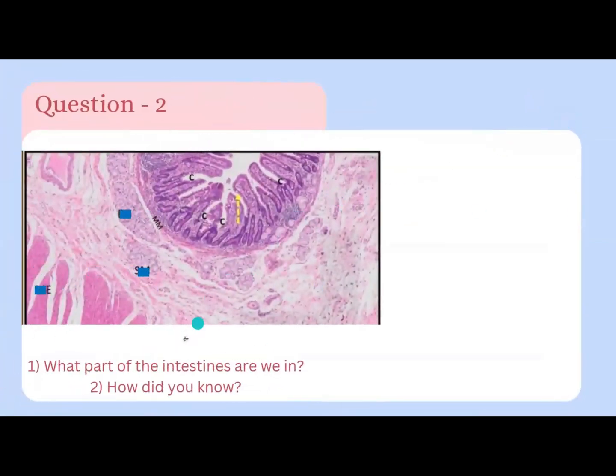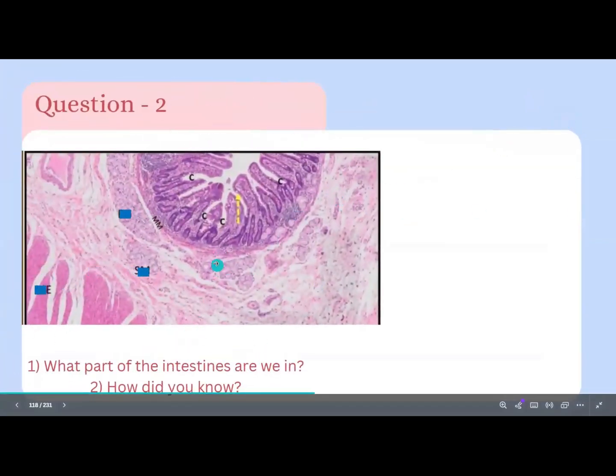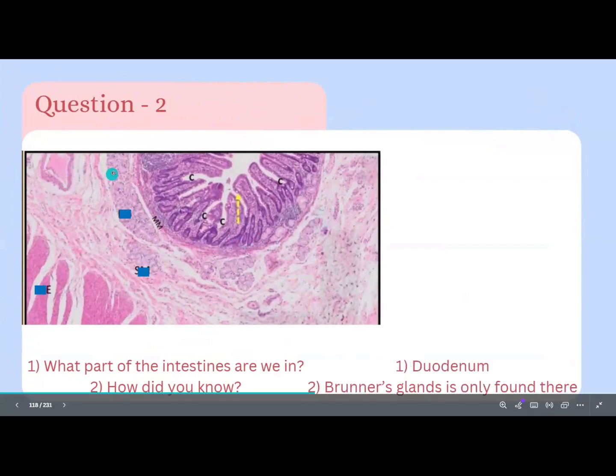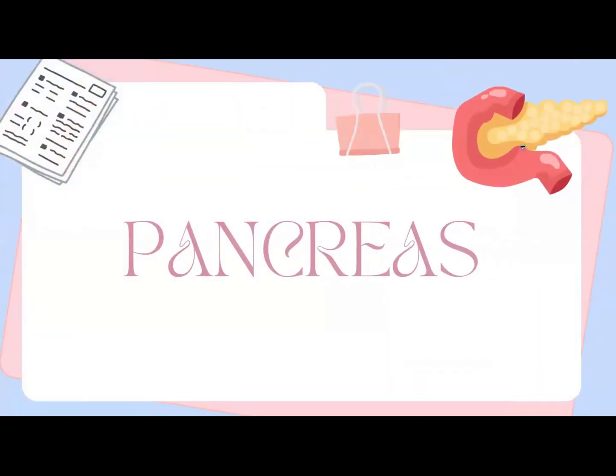Question 2. What part of the intestines are we in? And how did you know? Duodenum. Okay, how did you know? Brunner's gland, exactly. So we are in the duodenum, and how do we know? You can see the Brunner's gland right here. Okay, and that's it, I think. Yep, we're gonna go into the pancreas now.